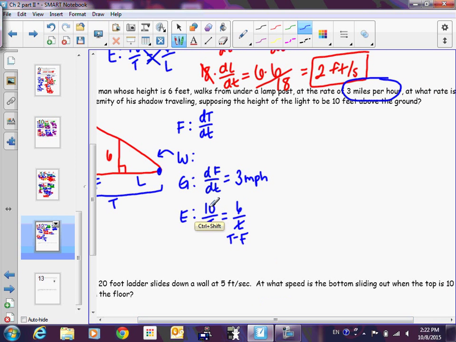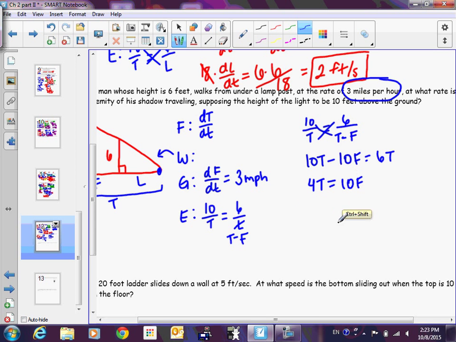All right, so, well, hold on real quick. Let me rewrite this up here. 10 over T equals 6 over T minus F. If we changed the 10 and the 6 into miles rather than feet, wouldn't I just be doing the same thing to both sides of an equation? So it's actually totally fine to not change it in this case because it's proportional. All right, so we would cross multiply: 10T minus 10F equals 6T. Combine the T's on one side and put the 10F on the other side.